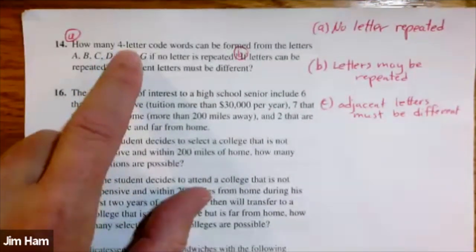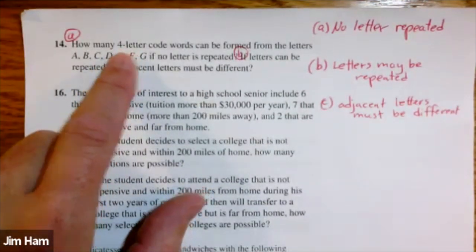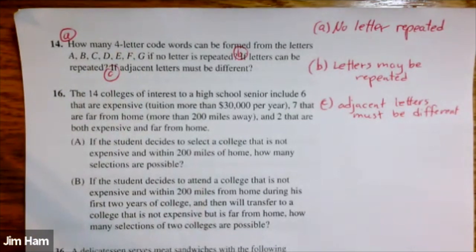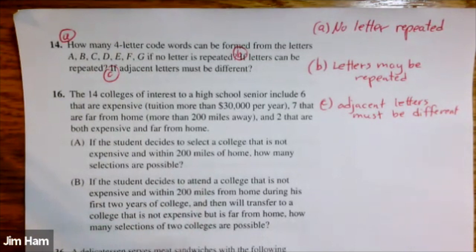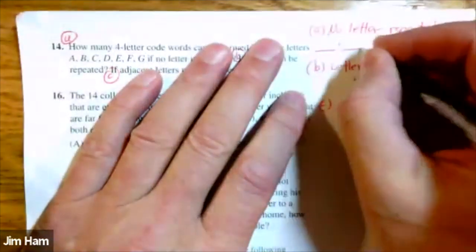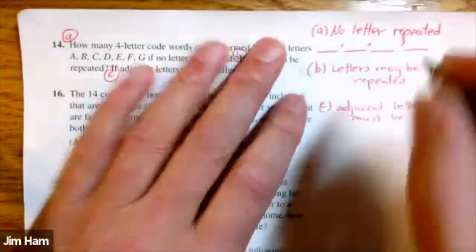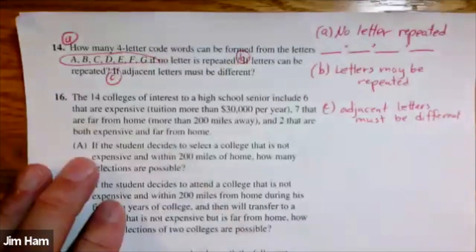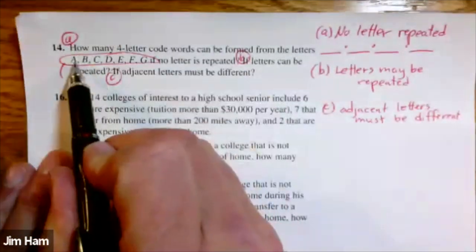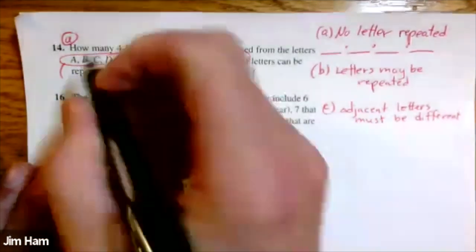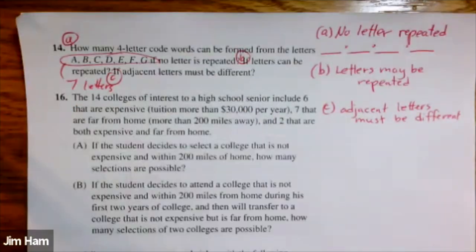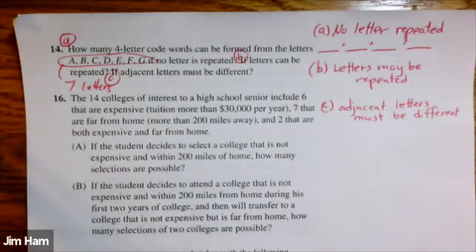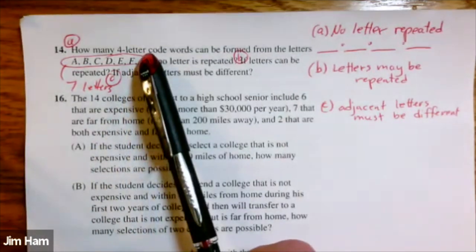All right, it's a 4-letter code word. So you have to select the first letter, and then the second letter, and then the third letter, and then the 4th letter. So there are going to be 4 numbers that you're going to multiply together here. Now you're selecting from A, B, C, D, E, F, G. And if you count these, there are 1, 2, 3, 4, 5, 6, 7 letters. So in this case, there are 4 operations because you have to select each of the 4 letters of your code.